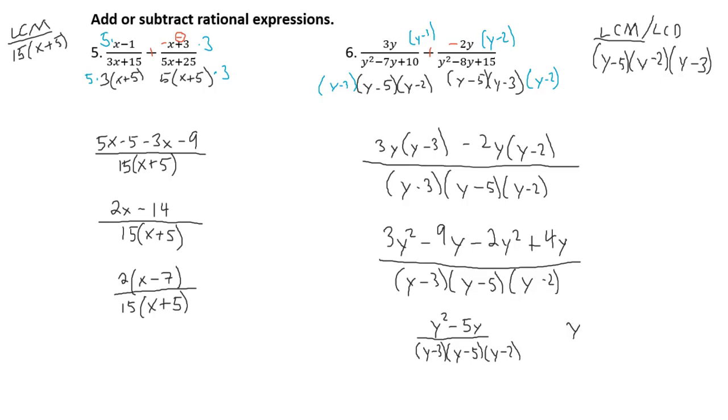factor out a y, and you get y(y - 5), and then you have (y - 3)(y - 5)(y - 2), which now you can see that the factors on top both have a matching factor on bottom, and that would become y on top, (y - 3)(y - 2). All right, let's look at another example.